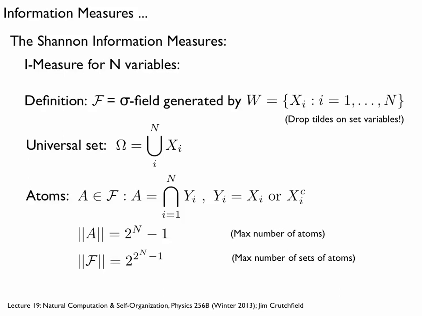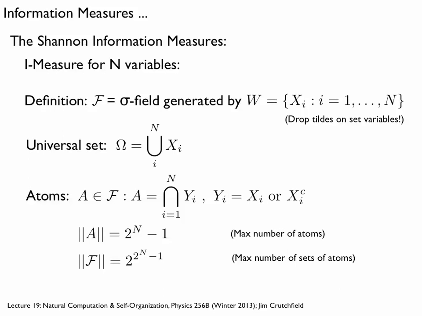So how are we going to define this information measure for n variables? Well, first thing is I'm going to just drop the tildes. You have to kind of know from context whether I'm talking about the random variable, the ith random variable, or the event set for the ith random variable. So I want to let W be some collection of these event sets, n of them for n random variables. We have the universal set, just like we had before, but we were just talking about two variables there.